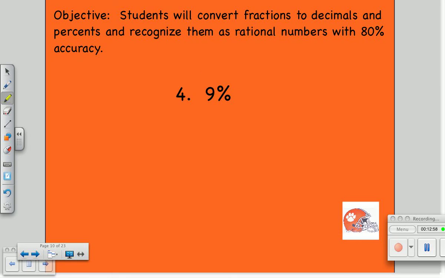9% is 9 out of 100. So I move the decimal twice in 9. The decimal's here, move it twice, and we place a 0. So 9 hundredths.